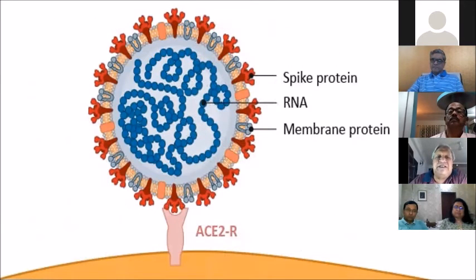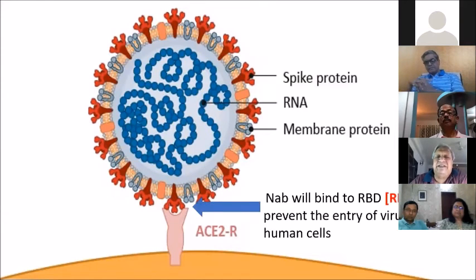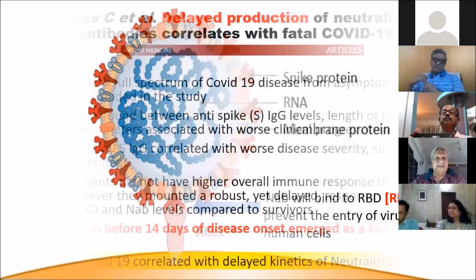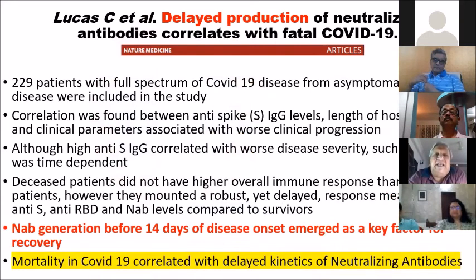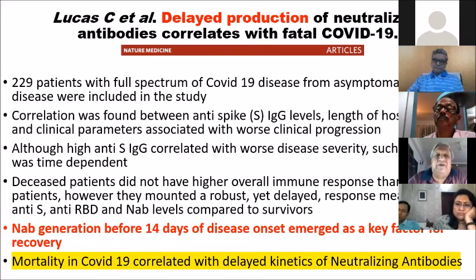So in conclusion, our aim is to prevent this. The neutralizing antibodies will bind to RBD and prevent the attachment of spike protein to ACE2 receptors, so they will not be able to enter inside. To understand why some persons die and others do not, there was this study published in Nature Medicine, which indicated that persons who expired did not produce neutralizing antibodies. And it's been seen, this is from Yale, that mortality in COVID-19 correlates with delayed kinetics of neutralizing antibodies. Normally, neutralizing antibodies appear by the 9th day of infection. So if by 14th day antibodies have not appeared, then that might lead to fatality.